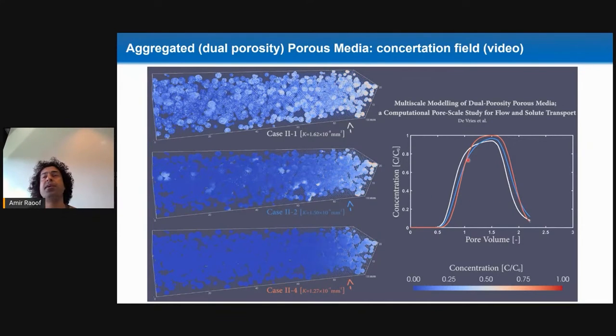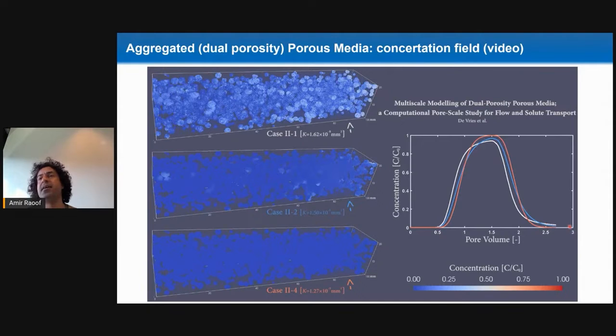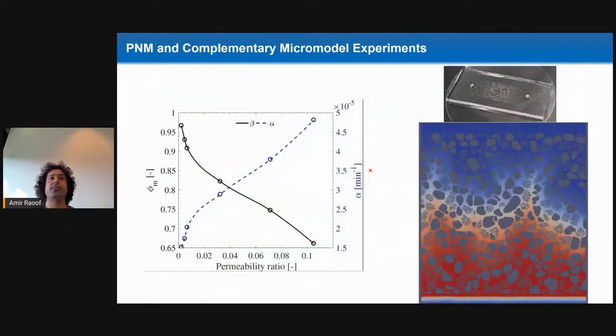And this shows the breakthrough curve of concentration, so what comes out with different samples. And what you particularly see here is a long tailing. The reason for the long tailing is that, as you can see here, lots of solute remained in the smaller pores, which comes out by diffusion, so it takes much longer.